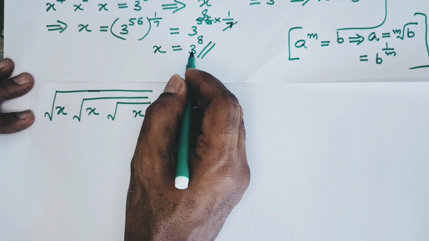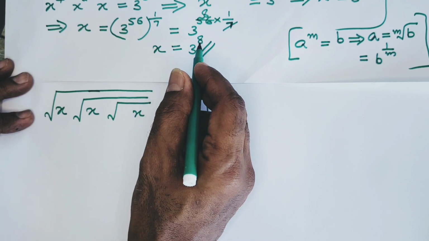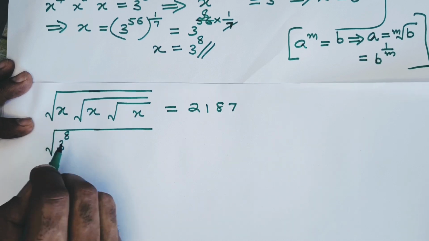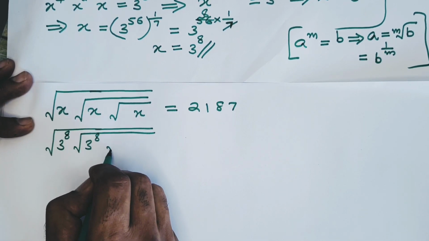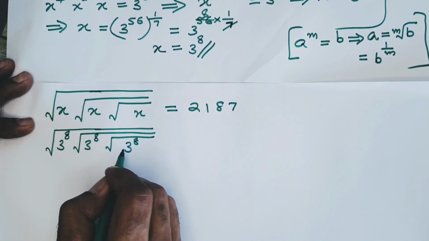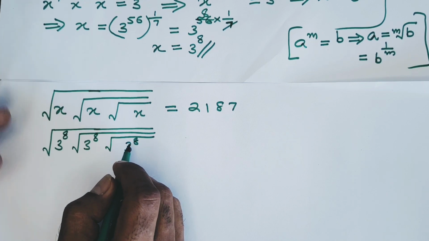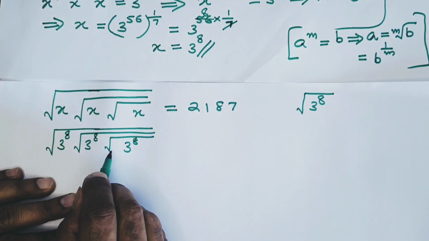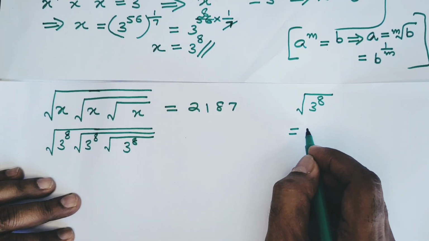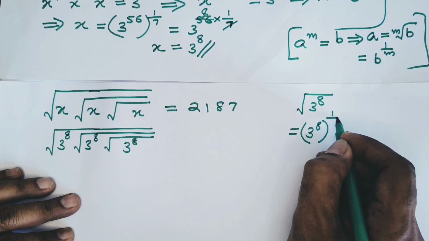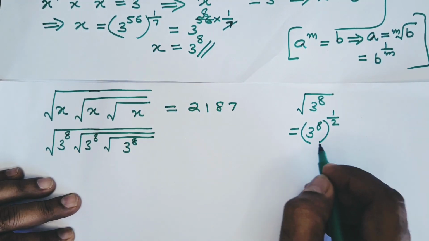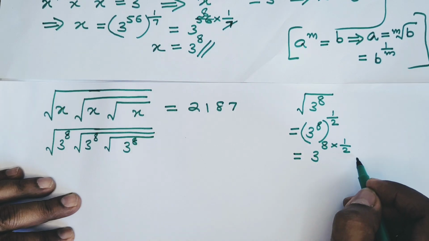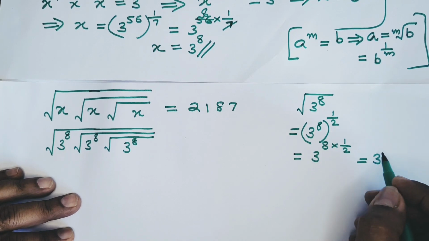Now the solution is x equal to 3 to the power of 8. Let me substitute that here on the left side and simplify. Square root of 3 to the power 8 times square root of 3 to the power 8. Now you'll begin here while simplifying this. You'll take this out separately and simplify. See, this I'm simplifying separately. This is equal to 3 to the power 8. Square root means the whole raised to 1 over 2, and that's equal to 3 to the power 8 multiplied by 1 over 2, which on simplification you will have 3 to the power 4.